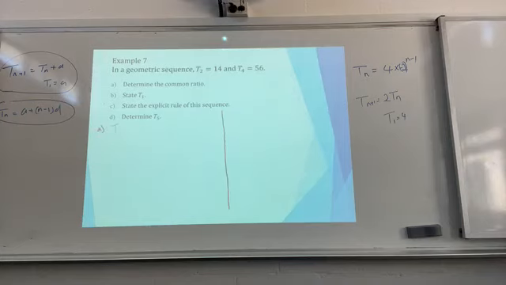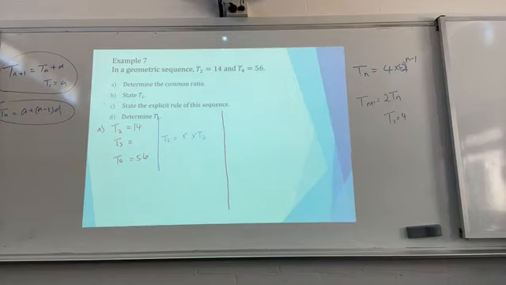So you know T2 is 14. We don't know what T3 is. We know T4 is 56. All right? Using a different color. Now, T2 is 14. T3 is actually the ratio times T2. Correct?